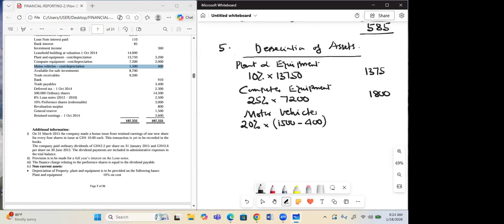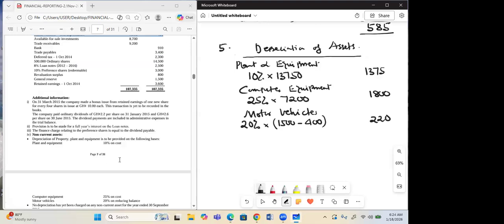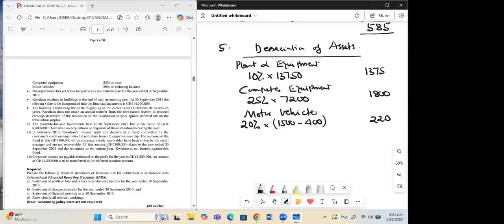Times 20% will give you what? 220. Building has not come yet. Let's go. No depreciation has been charged on any non-current asset for the year. Continue. Kwadaso revalues its buildings at the end of each accounting year. At 30th September 2015, the relevant value to be incorporated into the financial statement is 14,100, or 14.1 million.